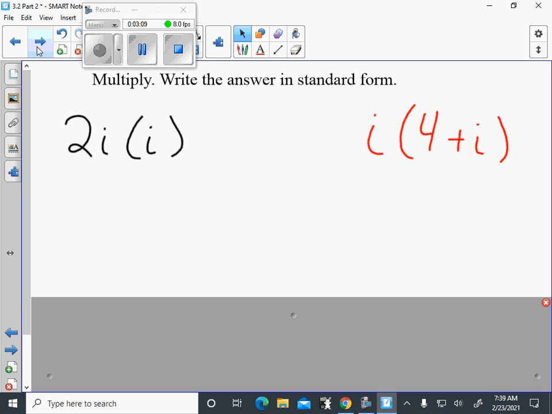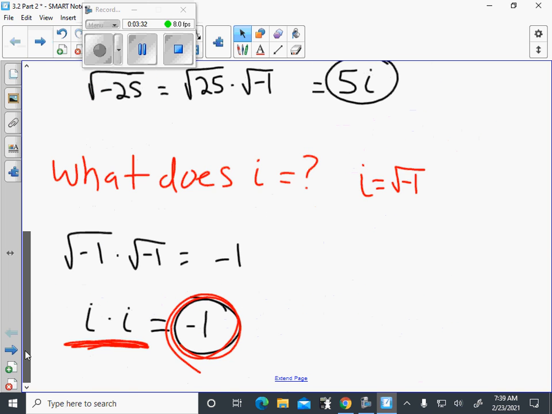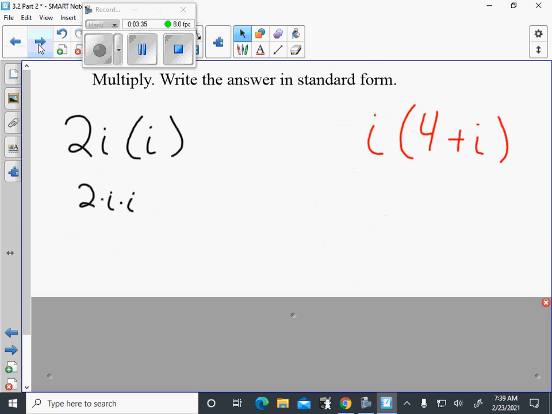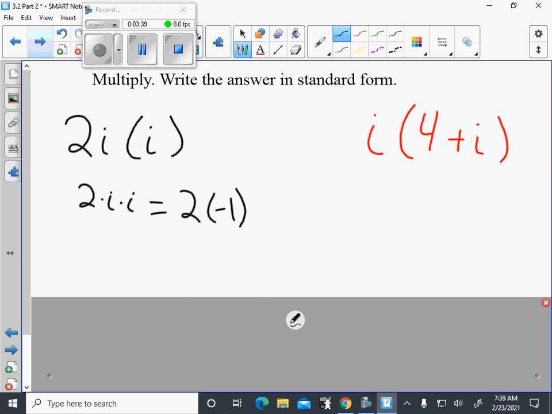So, multiply, write the answer in standard form. Remember, in standard form, the i trails. Okay? So here we have 2i times i. Well, if we multiply these together, we get 2 times i times i. And we just talked about that, right? What's i times i down here? It's negative 1. So this is equal to 2 times negative 1. And what's 2 times negative 1? It's equal to negative 2.